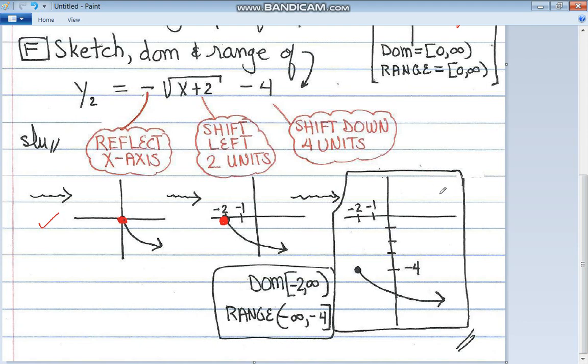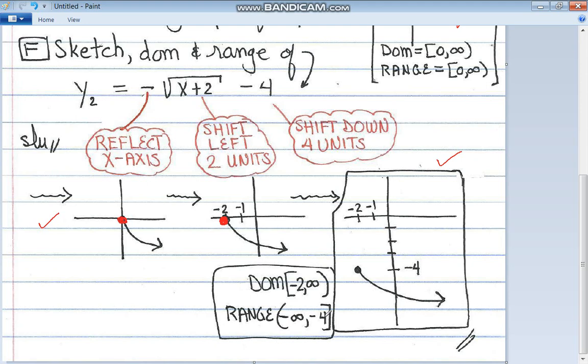Now looking at this picture in the box, we can determine the domain. X values, the smallest x value corresponds to negative 2, and since this is a solid circle, it is included in the graph, so we get a boxy bracket. The largest x value associated with this graph would go all the way to infinity with a round bracket.